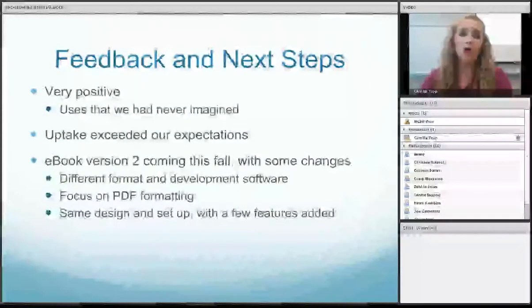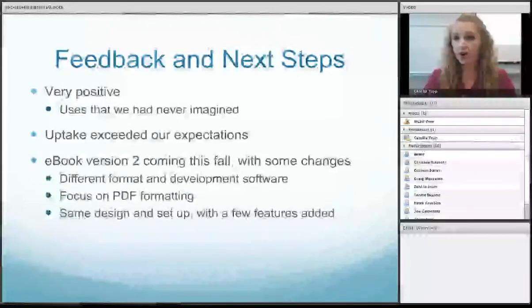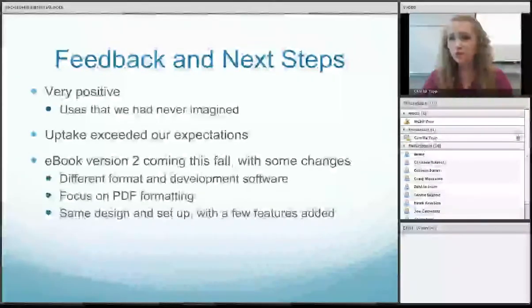We did seek a lot of feedback on our ebook. We heard very positive things, which is great. And we had people using it in ways that we never had imagined. We had media using it as a background for stories. We've had students using it. We've had other research assistants at the Manitoba Centre for Health Policy also using it. So great uptake. And stemming from this, we are releasing a second ebook coming this fall, but we are going to make some changes.